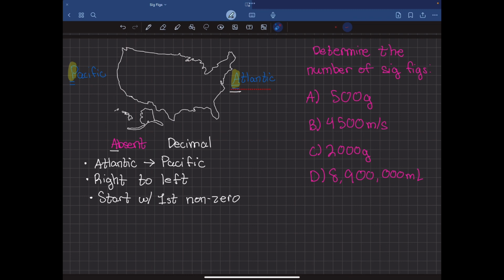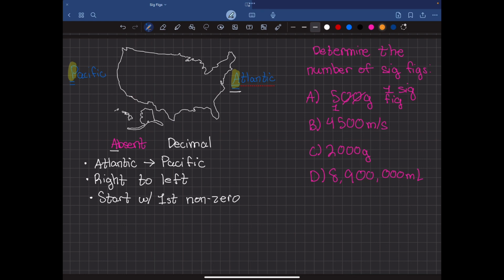So, all right, let's start right here. And I notice I have to start with the first non-zero number. Okay, 0. 0 is a 0, so this one does not count. Another 0, still reading from right to left. This one does not count. Here we go. Now we have a non-zero digit, a 5. So, in this case, 500 grams only has 1 sig fig.